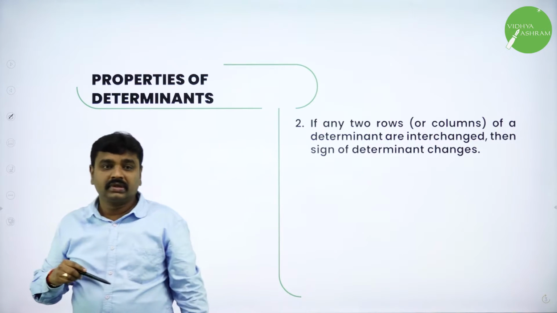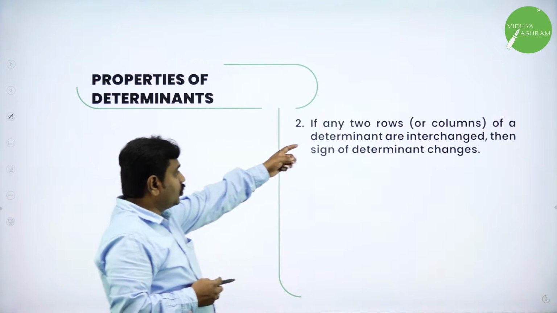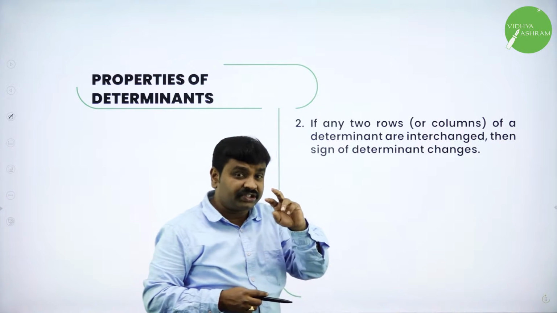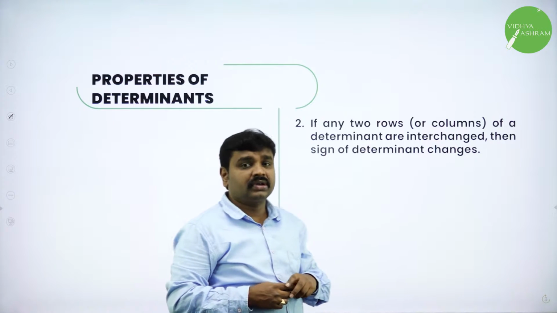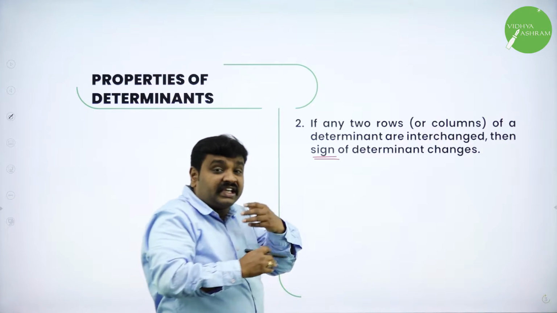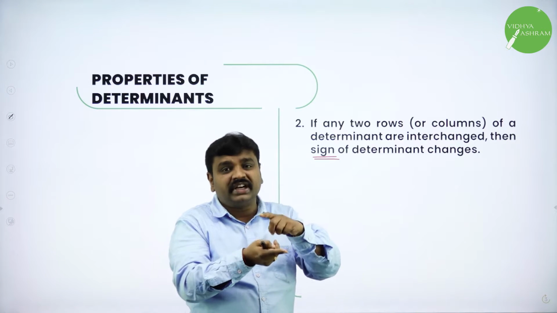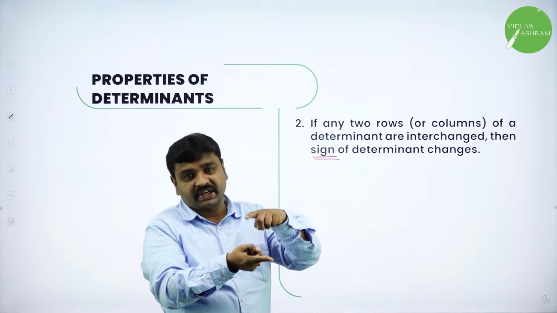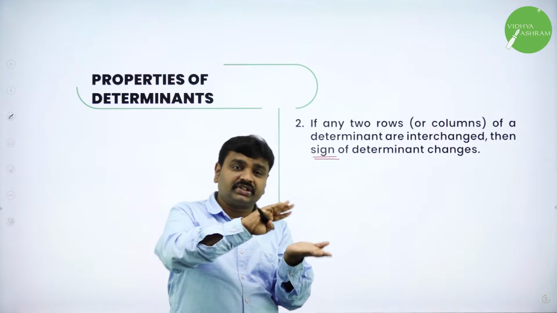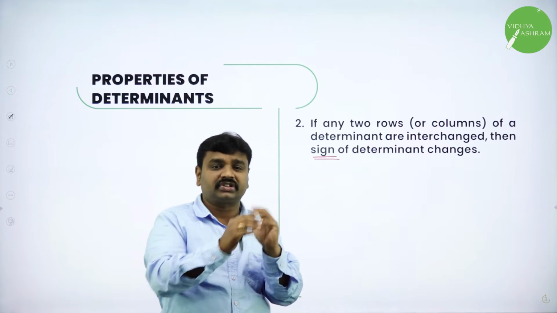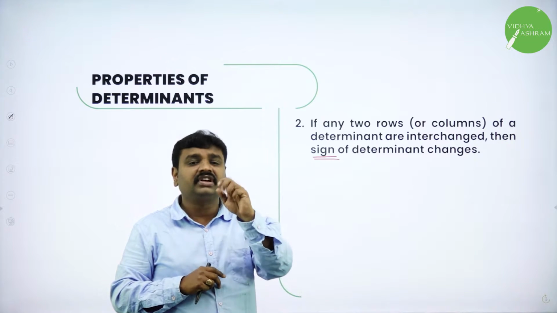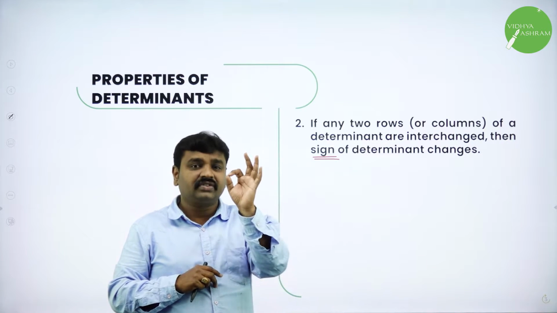Next, second property: if any two rows or columns of a determinant are interchanged, the sign of the determinant changes. Please understand, we are not completely changing. Any two rows will be interchanged. It means I can make the first row the second row and the second row the first row, or the first row to the third row and the third row to the first row, or I can change the first column to the second column and the second column to the first column, like that. If any two rows or any two columns are interchanged, what changes? The sign of the determinant changes.